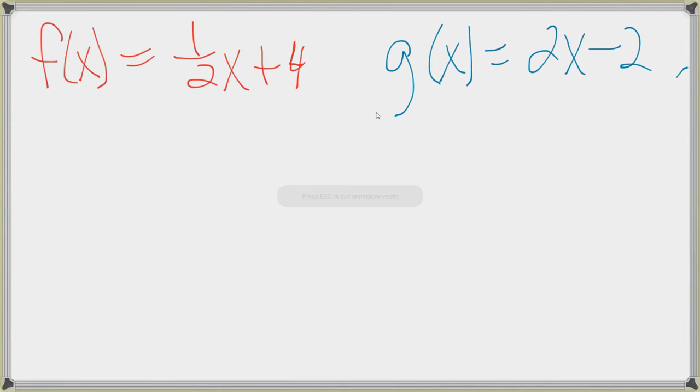Okay, so f of x is 1/2 x plus 4, g of x is 2x minus 2. If we want to see if these are inverses or not, one method we can use is called composition of functions. We're going to take the whole function g of x and plug it into f of x. What are we looking for? We're looking to see if everything but the x cancels.